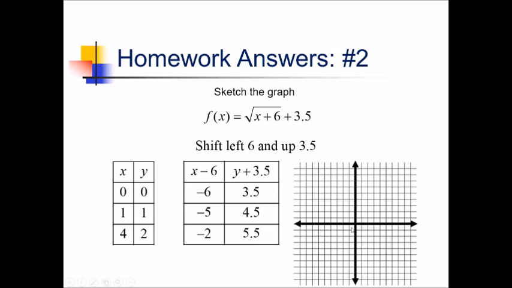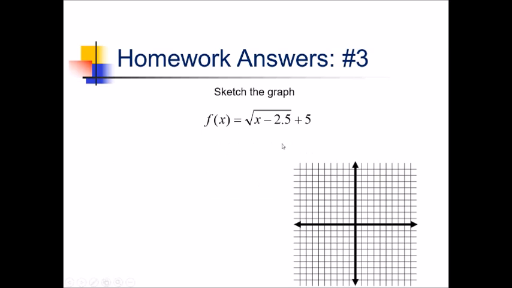Putting those on a graph, we have negative 6. Let's see, that's negative 6, yep. And then 3.5 brings us up here. Negative 5, 4.5 is right here. And negative 2, 5.5, that looks like right about there. Negative 6, 3.5 is our endpoint for our square root, since this was originally the point 0, 0. So we're going to start here and go through the other points in one direction.